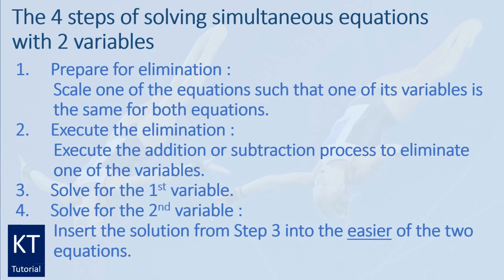In summary, here are the 4 steps of solving simultaneous equations with 2 variables. Step 1. Prepare for elimination. This is done by scaling one of the equations such that one of its variables is the same for both equations. Step 2. Execute the elimination. This is done by executing the addition or subtraction process to eliminate one of the variables. Step 3. Solve for the first variable. Step 4. Solve for the second variable. This is done by inserting the solution from step 3 into the easier of the 2 equations.